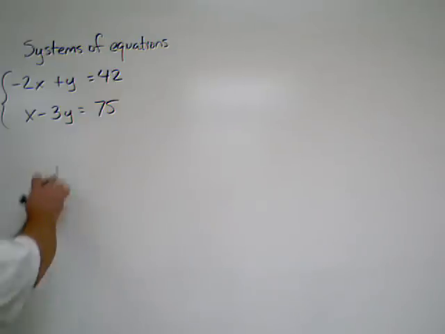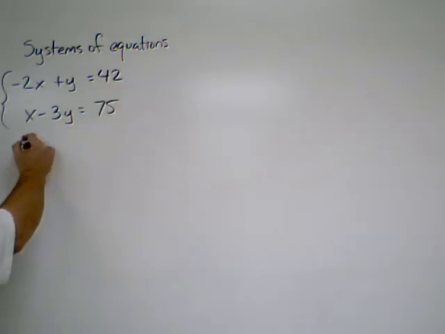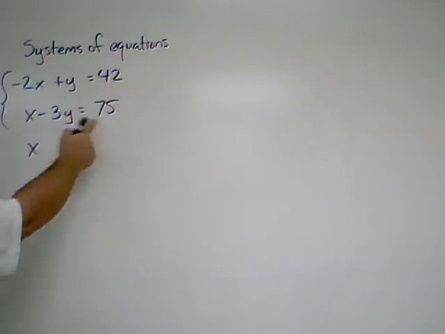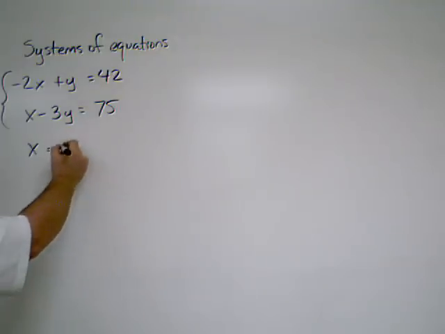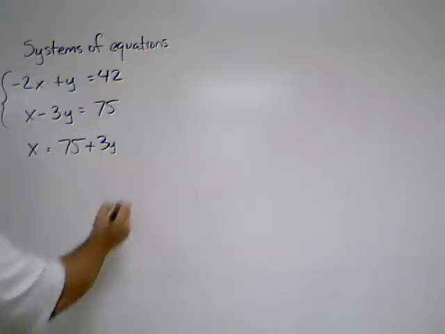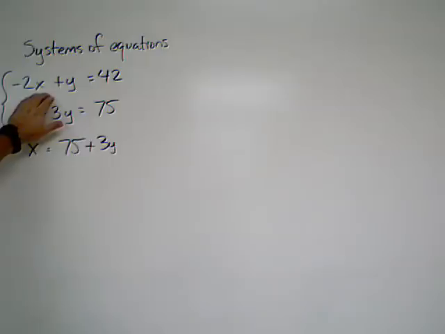So what I'm going to do is, this one looks easier to deal with. Okay, so I'm going to take this and solve for x. So I'm going to move negative 3y over here, but I have to add it to both sides to do that. So we get x equals 75 plus 3y. Okay? Now, since I know what the value of x is, I'm going to plug it into the other function.